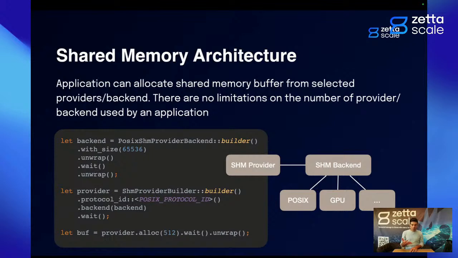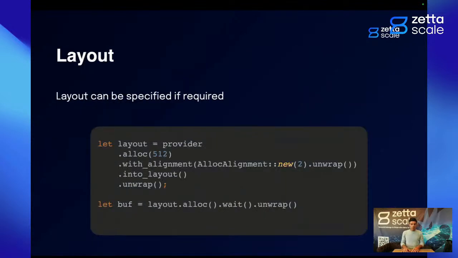Once you have a provider, you can just do provider.alloc, and that will return you a buffer. And as we will see, this buffer has nothing special with respect to what you need to do in order to use it in the context of a Zenoh API. You can use it like any other buffer, okay? With the difference that Zenoh does the magic that we'll describe next. Now if you want to specify a layout, what you can do, you can take a provider, right?